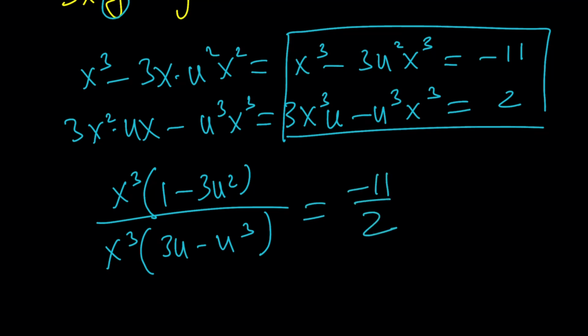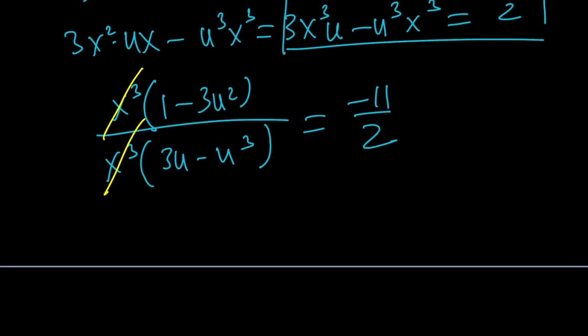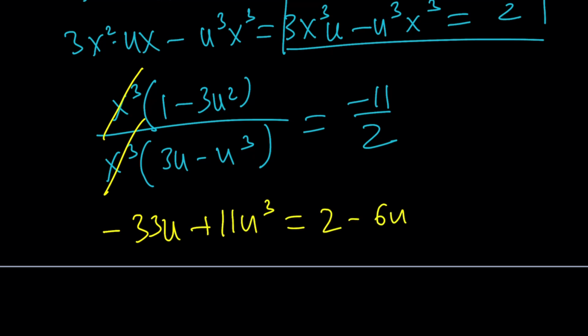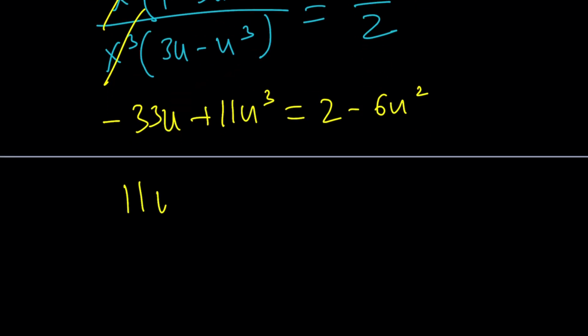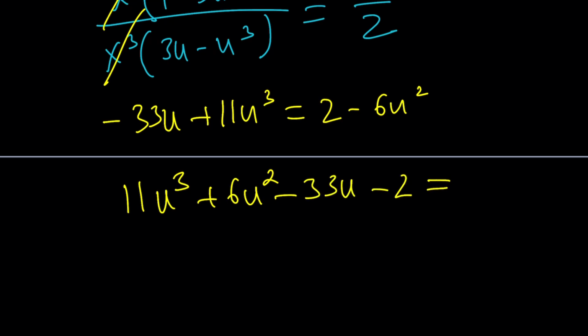Divide both sides by that, and x cubed is going to cancel out, and you're going to get a cubic equation. Let's cross multiply: negative 33u plus 11u cubed equals 2 minus 6u squared. If you put everything on the same side, 11u cubed plus 6u squared minus 33u minus 2 equals 0.